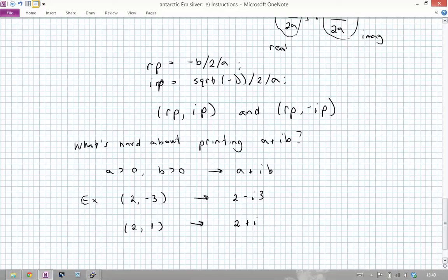If you can get this thing working and printing out nice complex numbers, I'll count that as an above and beyond. If you don't want to struggle with that particular issue, just print them out like this and let the chips fall where they may.